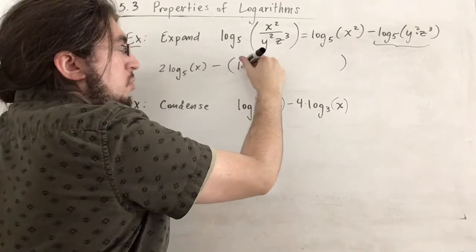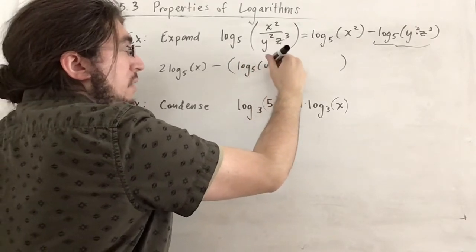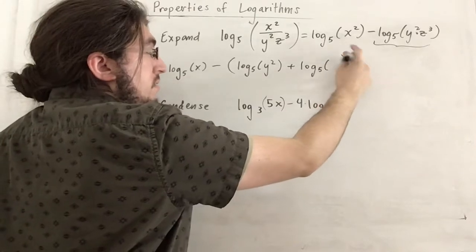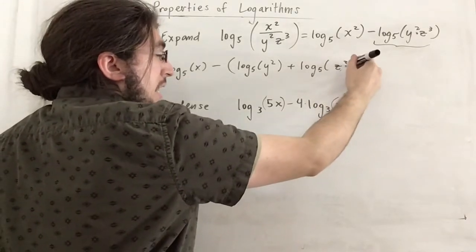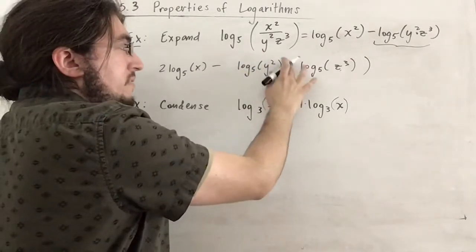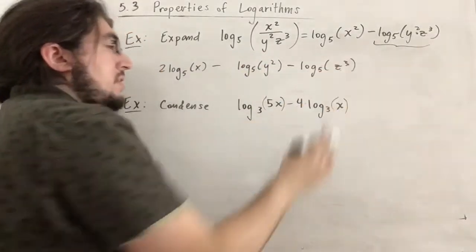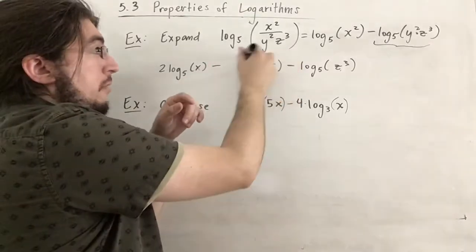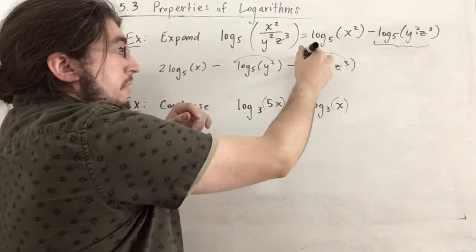So in other words, this would be log base 5 of y to the second plus log base 5 of z to the third inside of parentheses, but if you distribute the negative, they both become negative terms. And you don't need those parentheses. And again, using the power rule, this power here comes out, this power here comes out.